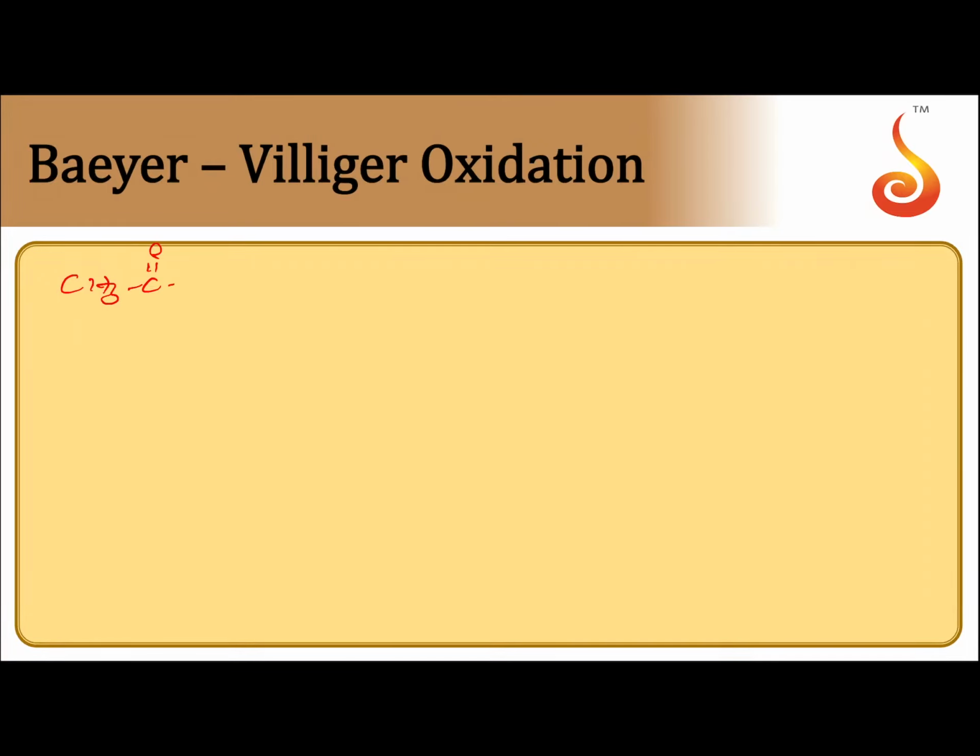Means if I take CH3COOH, this is acetic acid. If there is one more oxygen, here there is a peroxy linkage. So this is peracetic acid. Similarly, if you take this compound, this is perbenzoic acid.